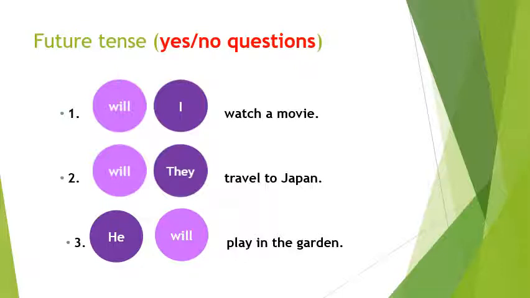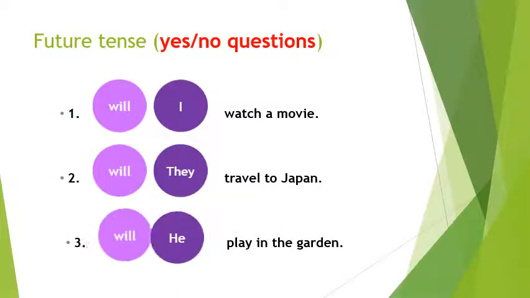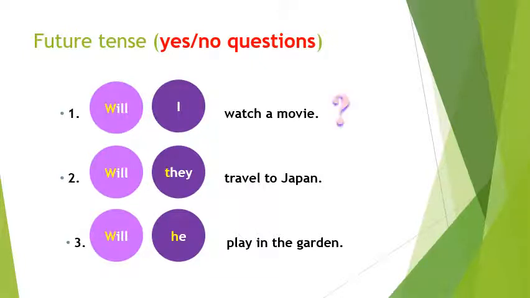He will play in the garden. Then when you change it to a question sentence, he will, you swap these two. So you change it to, will he play in the garden? Question mark, of course. So this is how you change the future tense from statement to question sentences. So this is your final answer.